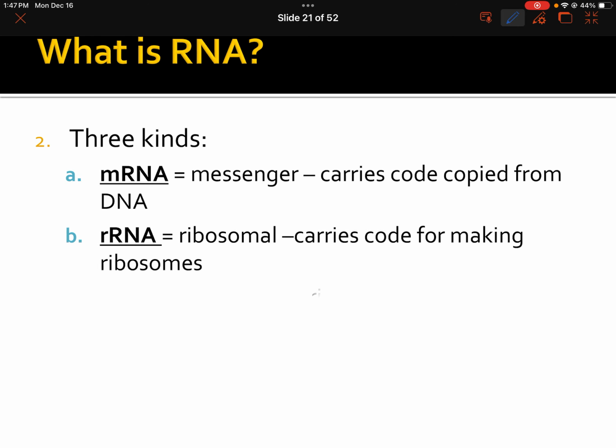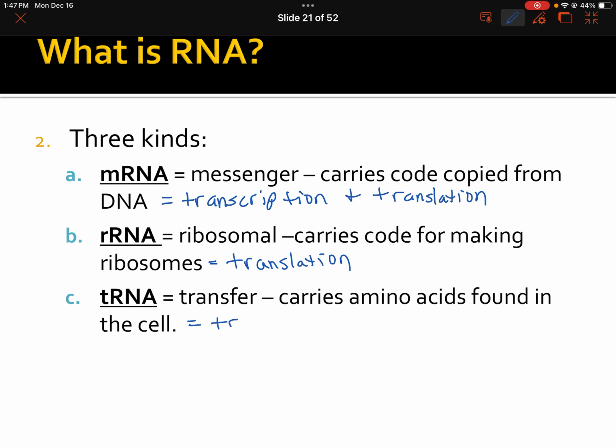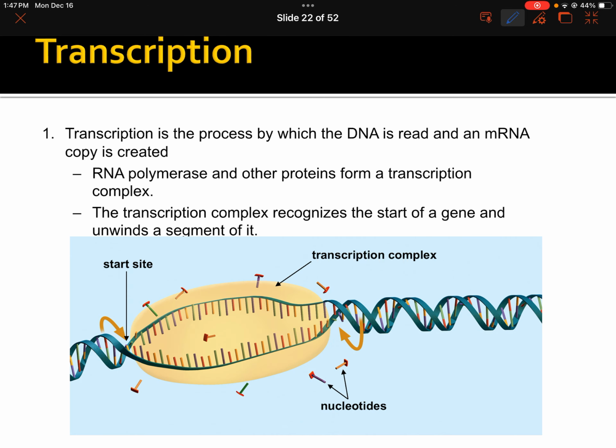The biggest thing is the three different types. For transcription, messenger RNA, we saw this in transcription. And we'll also see this in translation. Ribosomal RNA we'll see today. That's in translation only. And transfer RNA is in translation as well, not in transcription. So I mentioned all three of them, but with transcription, we only saw messenger RNA. Today we'll see the other two in action, so we'll actually see all three. They'll all three be working together.